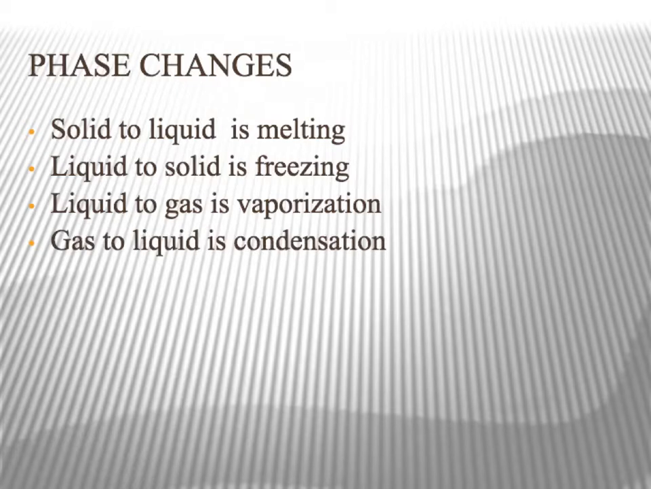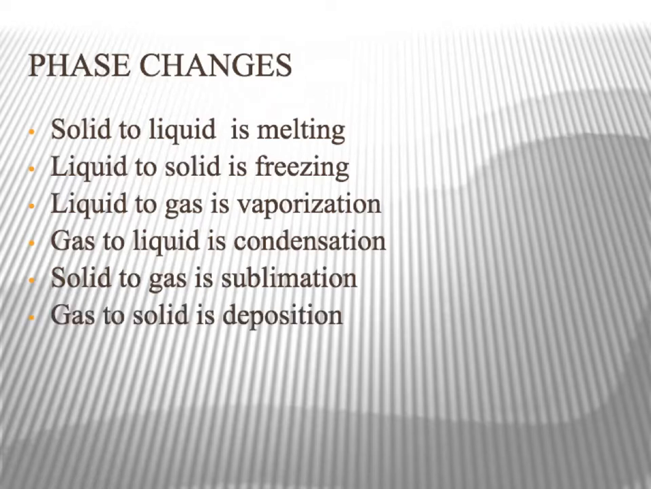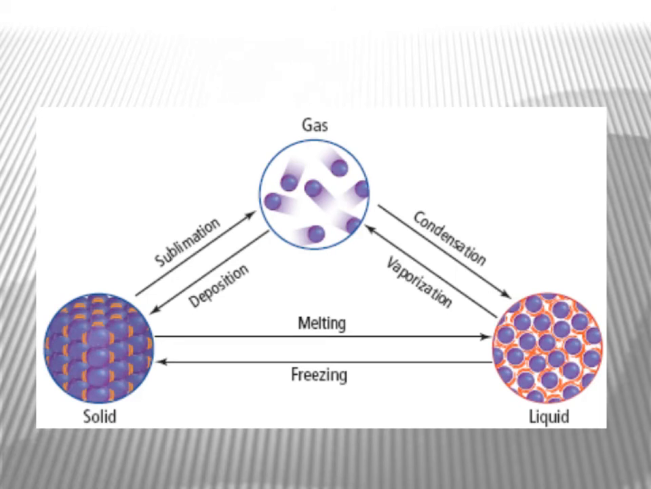The last two phase changes, I think, are the more difficult of the six. This one I'm going to talk about is solid to gas. That is called sublimation. And then the last one, gas to solid, which is deposition. And if we draw these, here's a picture that is commonly used. If we have gases, let me get my pen on here. Gas to solid, or solid to gas is sublimation.